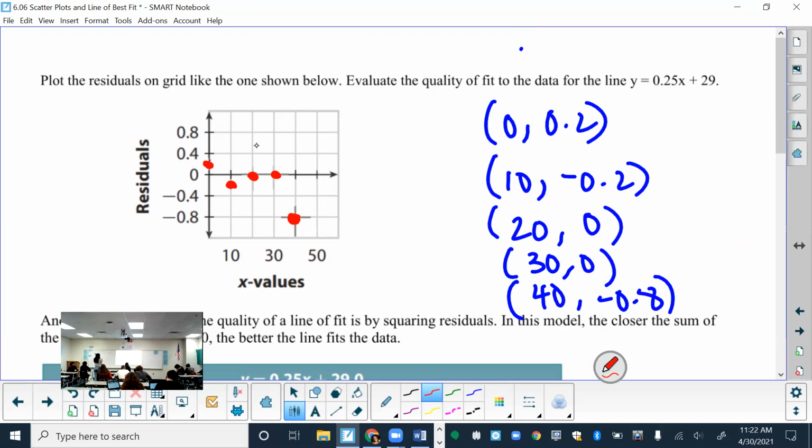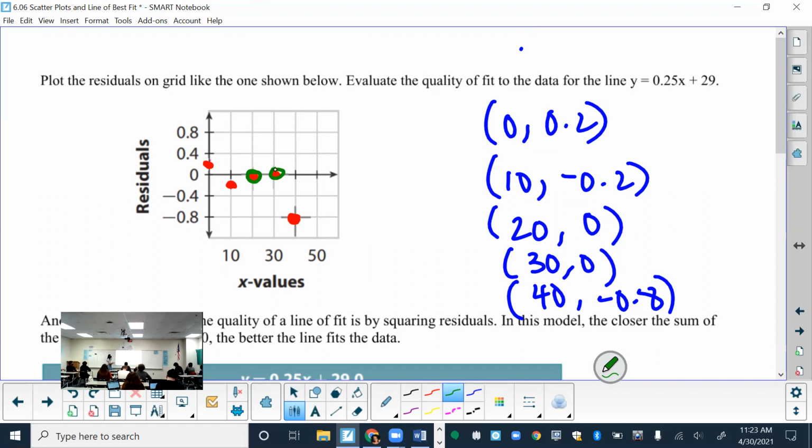So looking at the plot, which ones are the best data points? Which ones are represented the best by that line of best fit? When x is 20 and when x is 30, and why are those the best ones? Because they're on the zero. Remember, residuals that are closest to zero are the best? Well, those are exactly zero. So the closer these are to zero, the better those points are.